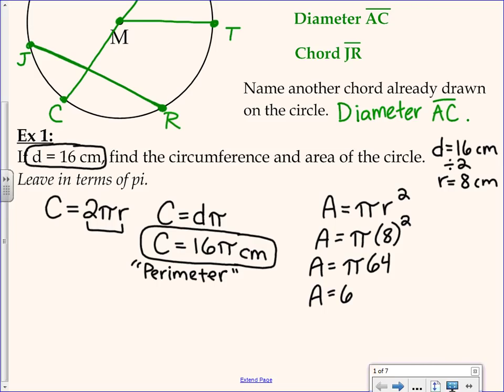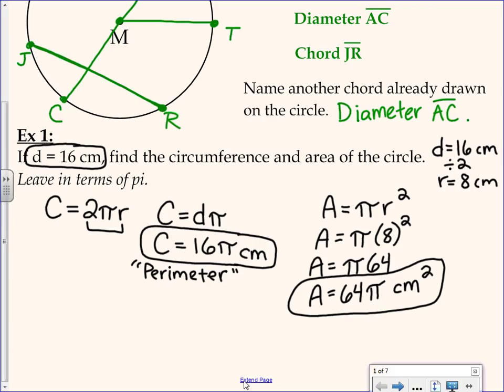And typically we usually see the number in front of pi. So we're going to say the area is 64 pi. And anytime you're talking about area, your units are always going to be squared. Doesn't matter what shape you have, whether it's a rectangle, triangle, or a circle, your units are always squared. So that is the area of the circle.